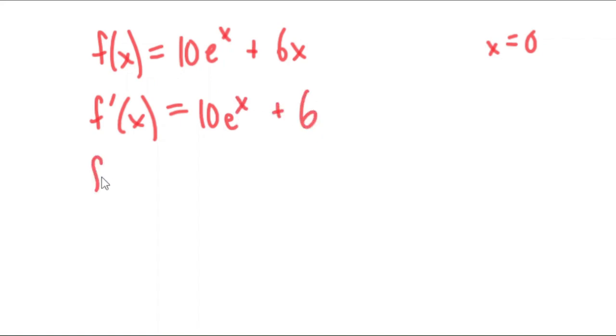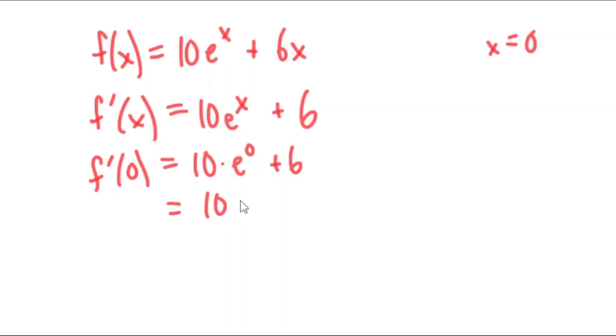Okay, now what's f prime of 0? This would be 10 times e to the 0 plus 6. Well, e to the 0 is just 1. So this is 10 times 1. So that's 10 plus 6, which is 16. Okay, so the slope of the tangent line is 16. Now we need to find the equation of the tangent line. Well, we know the slope of the tangent line. We also need to know one point on the tangent line. And it's going to be 0 comma something.